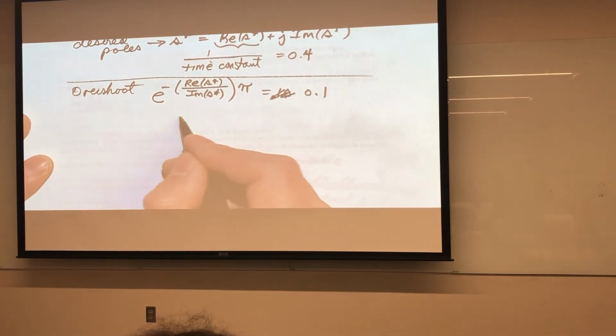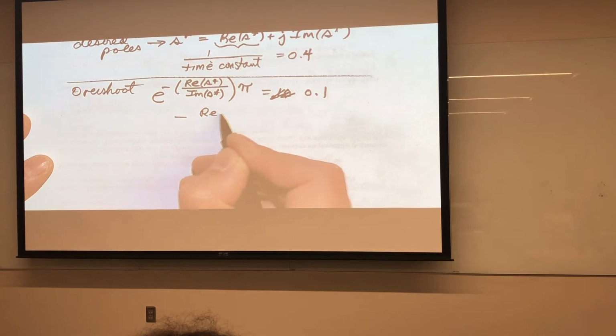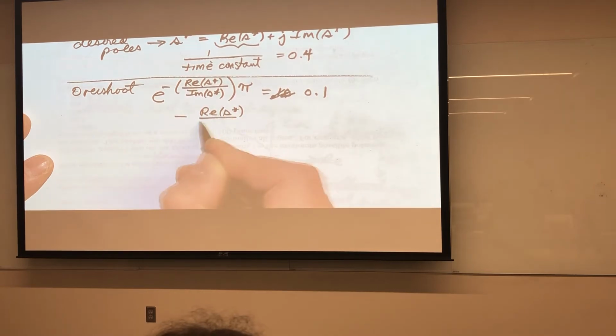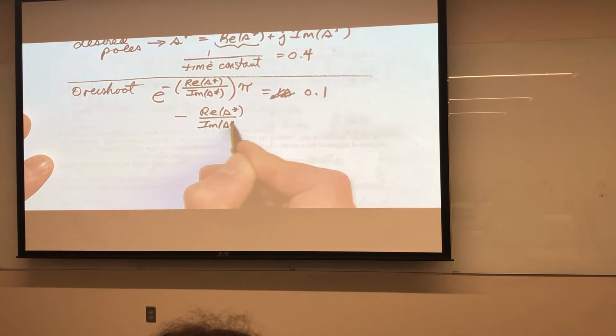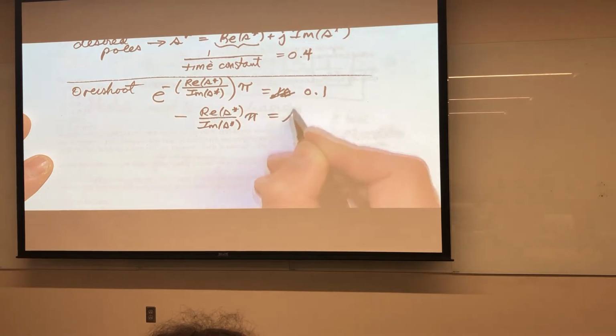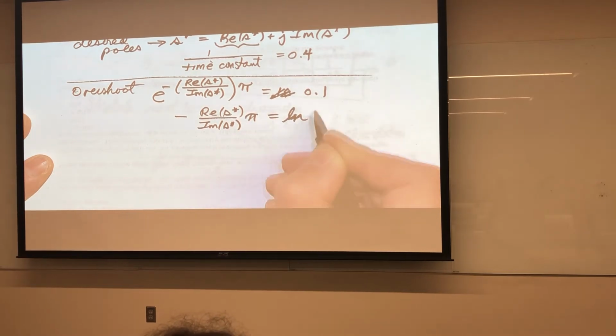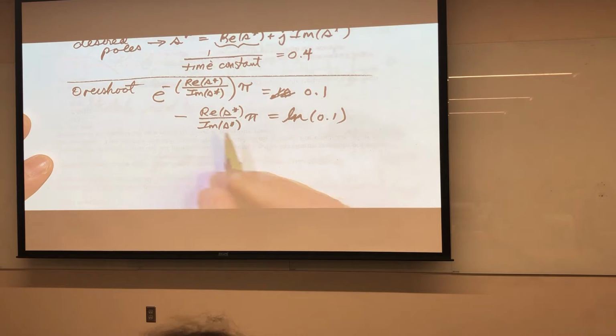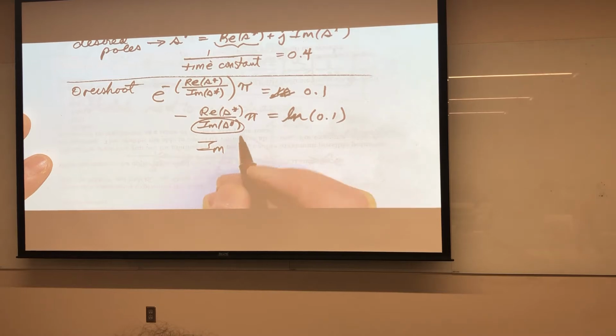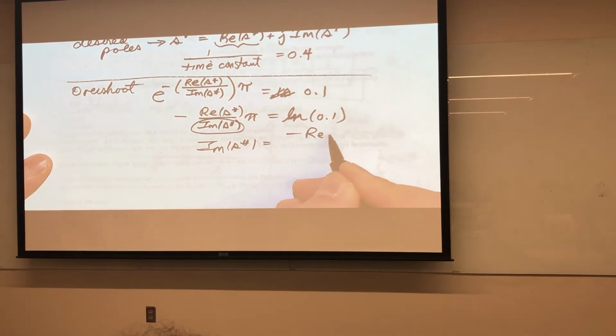So we have minus the real part of S star over the imaginary part of S star times pi is equal to the natural log of 0.1. And I'm looking for the imaginary part here. So I get the imaginary part of S star is equal to minus the real part of S star, and there's a pi, don't forget that, and then divide that by the log of 0.1.